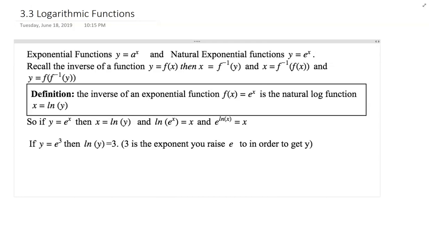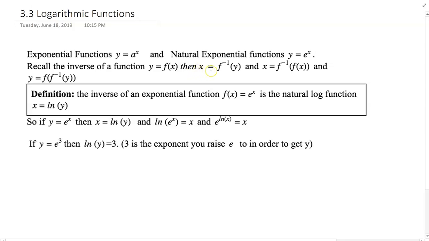Recall the inverse of a function y is equal to f of x, then x equals f inverse of y, and x is equal to f inverse of f of x, and y equals f of f inverse of y, vice versa.